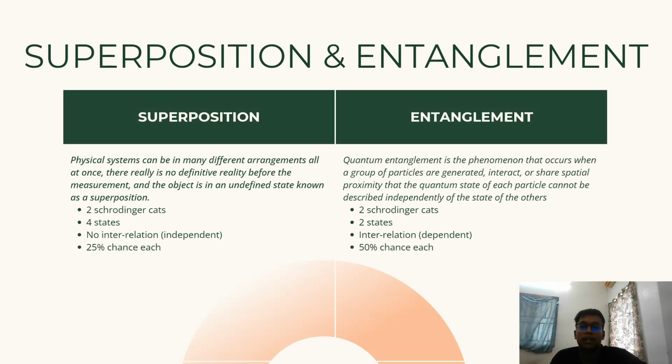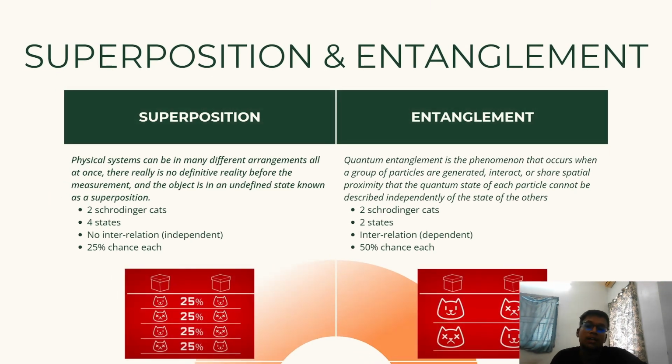Let's go on to the next topic, superposition versus entanglement. Quantum superposition can be explained as physical systems can be in many different arrangements all at once. There is really no definitive reality before the measurement, and the object is in an undefined state known as a superposition. This can be explained by taking two Schrodinger cats. There are four possible states. There is no relation between each state. That is, there is 25% chance that the cat is either dead or alive.